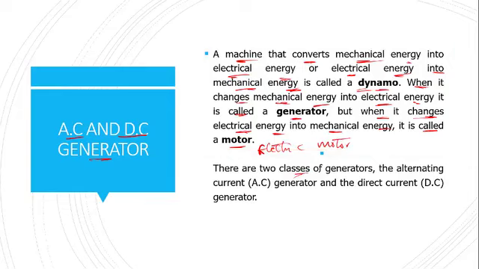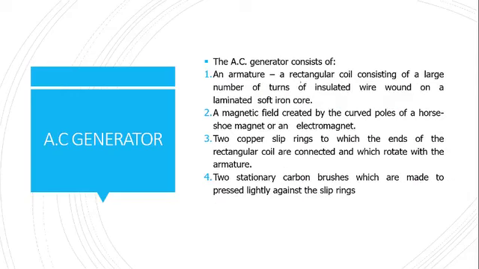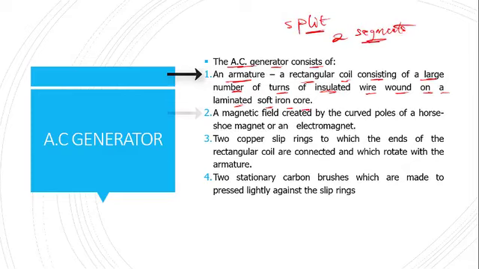At this point, we have two classes of generators. We have the alternating current generator, which is the AC generator, and the direct current generator, which is the DC generator. The AC generator consists of about 4 things. The first is an armature. An armature is a rectangular coil consisting of a large number of turns of insulated wire wound on a laminated soft iron core. It is made up basically of a split ring that has been divided into 2 segments.